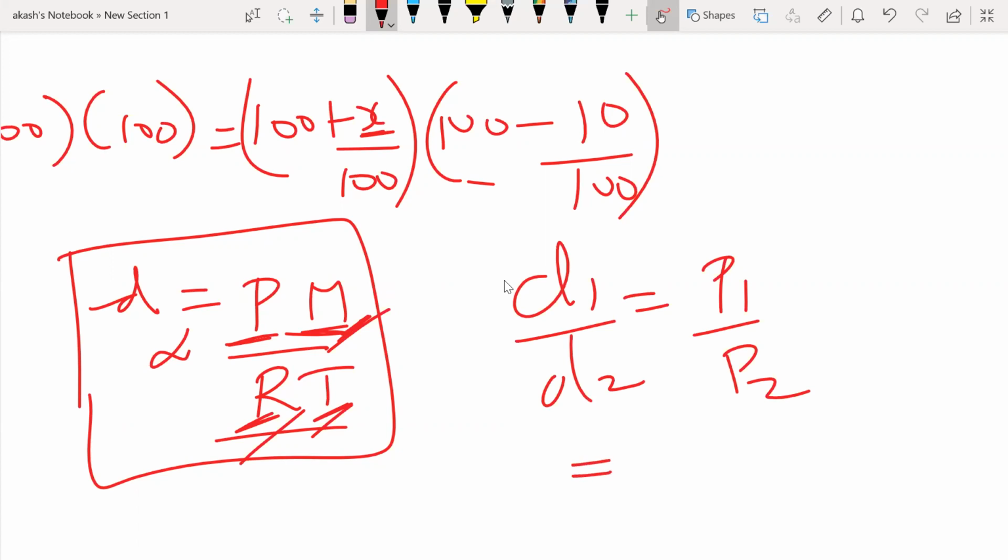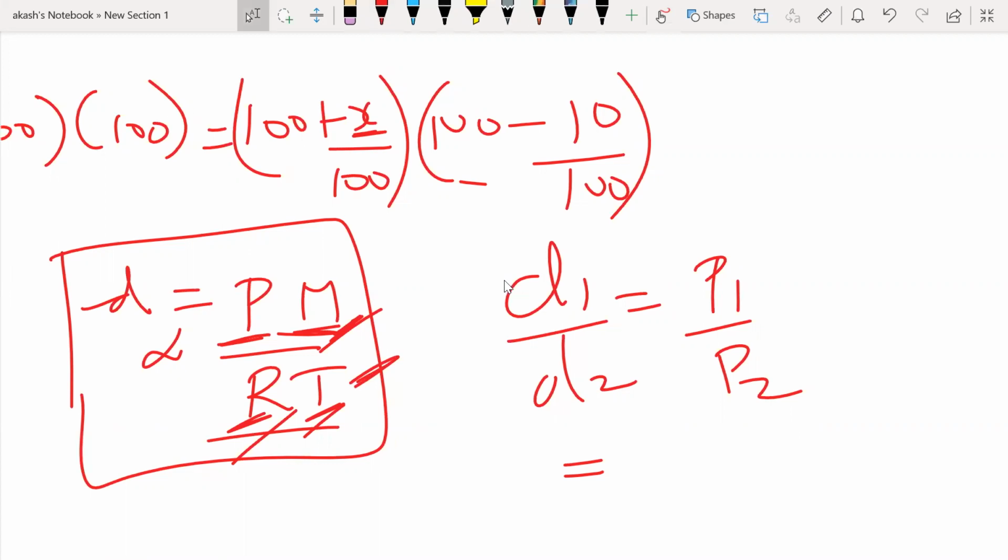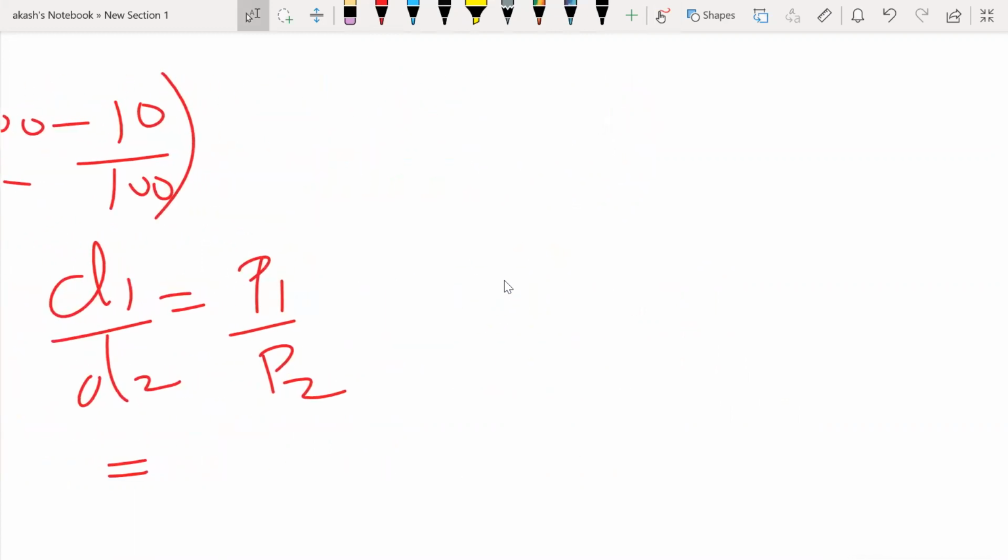Maybe you might be getting 1.875. I'm not sure. Maybe I can check. Question number 10. Yeah, 1.875. That's it. Okay. So you can use this formula directly. D is equal to PM by RT. Right? Okay. I'll go to the next question.